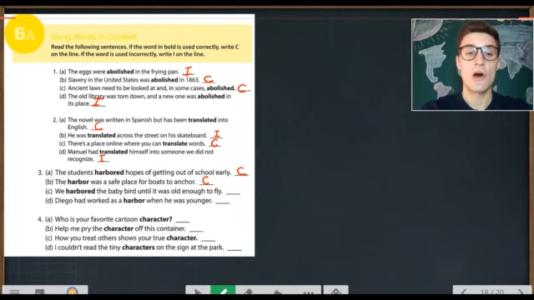C. We harbored the baby bird until it was old enough to fly. Is that correct or incorrect? It's correct. D. Diego had worked as a harbor when he was younger. Can you be a harbor?